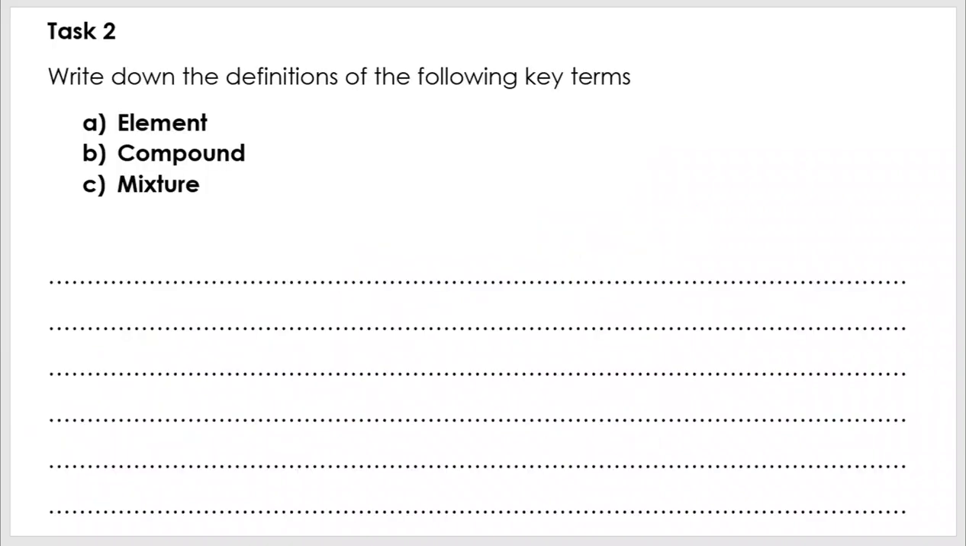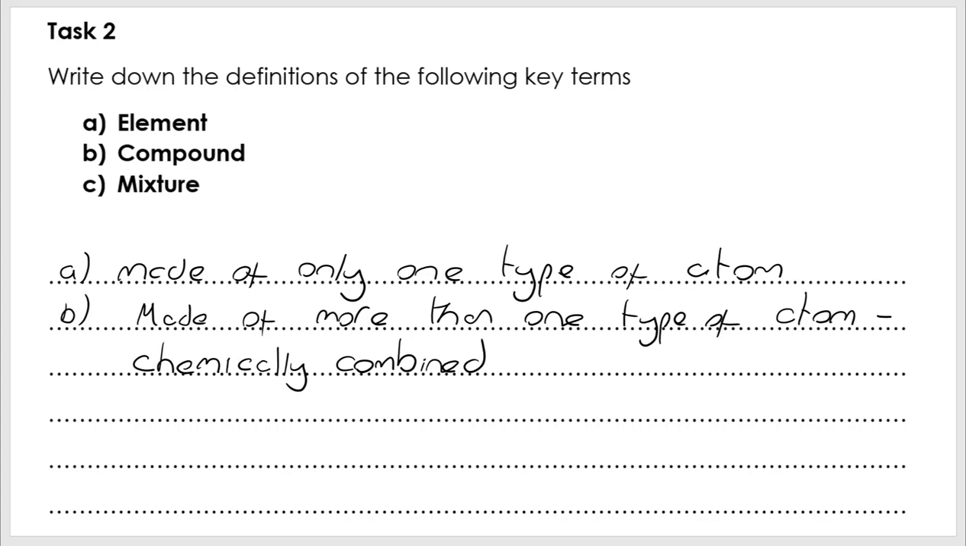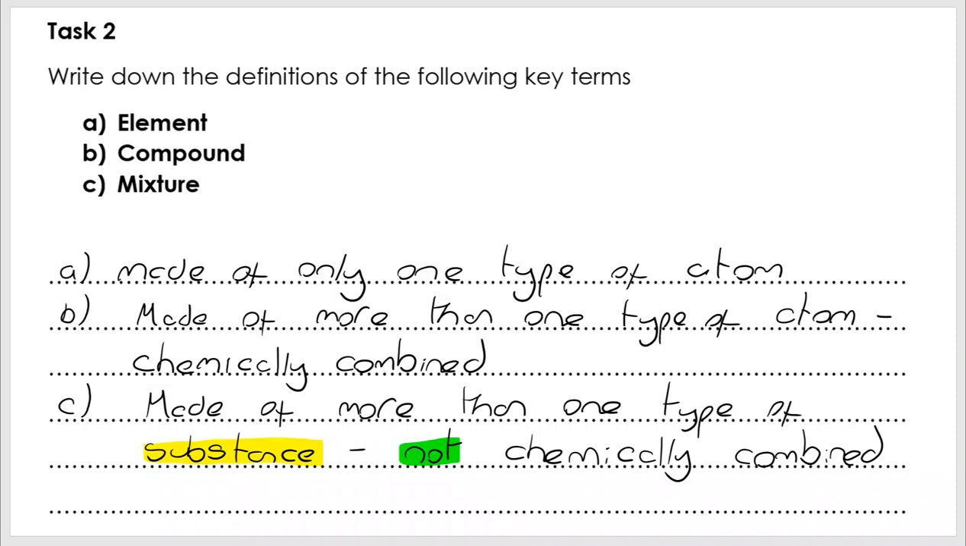For this task, a little bit of a review of older work. What do we mean by these key terms? And we can say that an element is made of only 1 type of atom. A compound is made of more than 1 type of atom that is chemically combined. And a mixture is made up of more than 1 type of substance, and that is not chemically combined. So you can have a mixture of compounds and elements. Think about the air, which is a mixture of argon, of molecules of oxygen, and molecules of the compound carbon dioxide, but they're not chemically combined together.